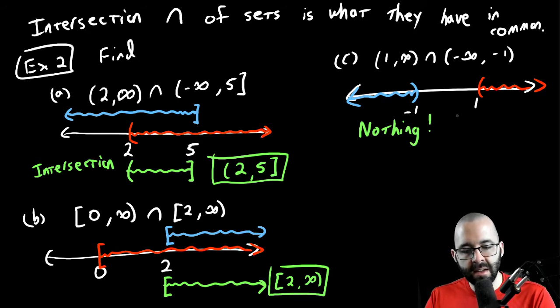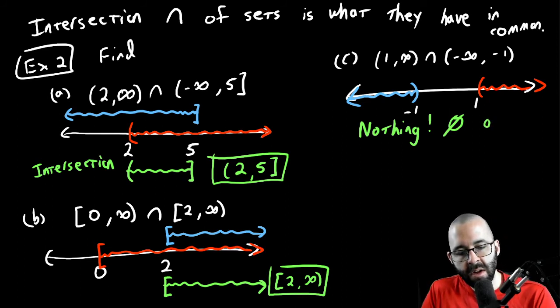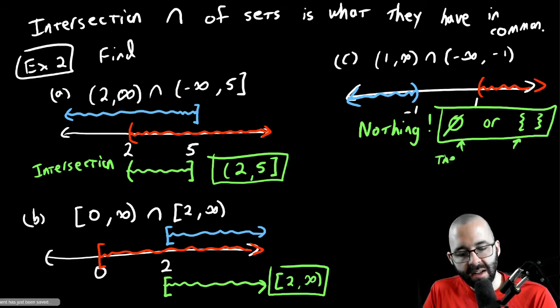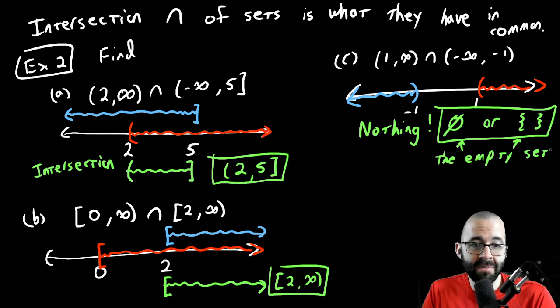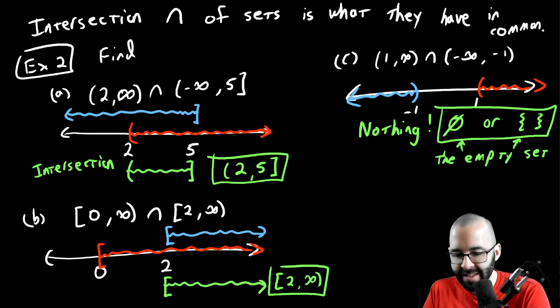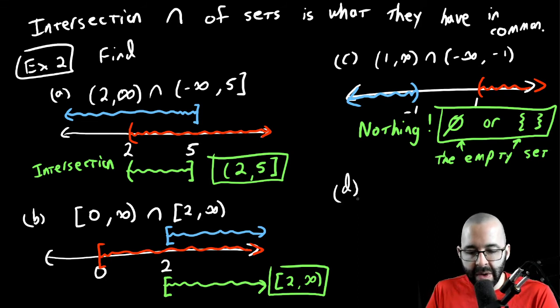There's 2 ways of writing that. You can write it with a Greek letter phi, capital phi, or you can write a set with nothing in it. These are both good answers, and they're both names for what's called the empty set. This is a really fancy math name, the empty set, because it is just a set that is empty. Very great term. There's no intersection between those 2 sets in part C.